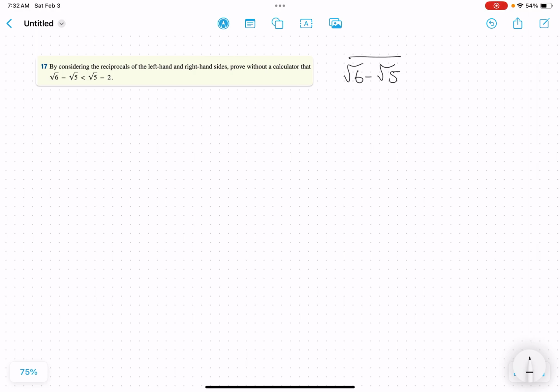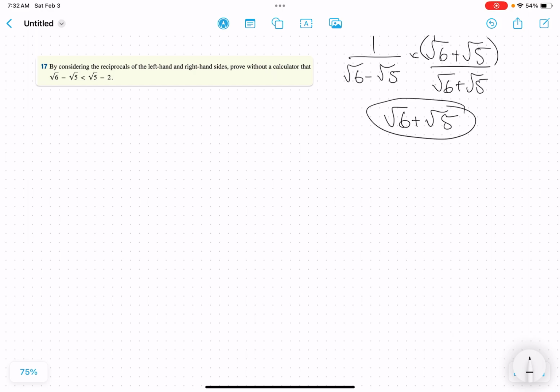So the reciprocal of this one, we would multiply by root 6 plus root 5 over root 6 plus root 5. So we're multiplying by 1, and clearly we would get root 6 plus root 5 over 6 minus 5, which is 1. So that's the reciprocal of that one, and the other one would be root 5 minus 2.